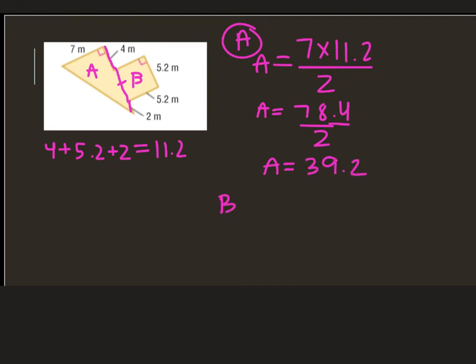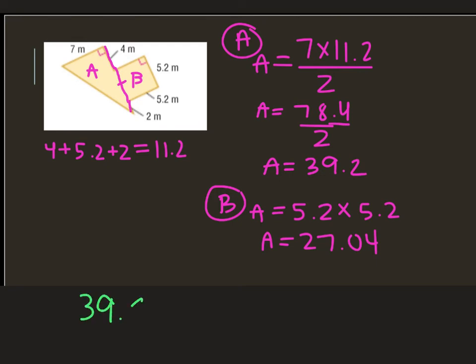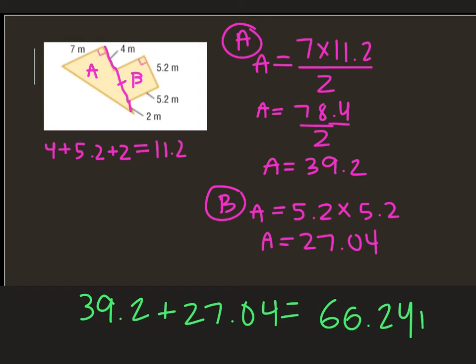All right, so now let's talk about shape B. Shape B, we have our base, we have our height. It's 5.2 times 5.2, so actually that's a square. 5.2 times 5.2 should give us an area of 27.04. Final step here, add 39.2 plus 27.04, which gives 66.24. Don't forget your units. Meters squared should be your area of this one.